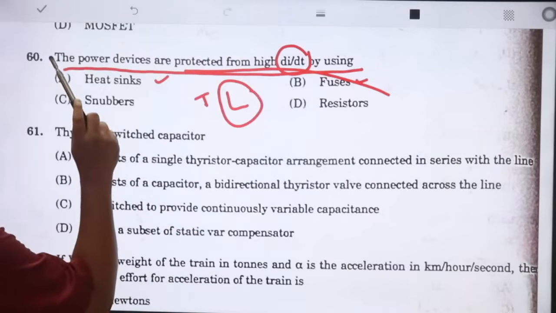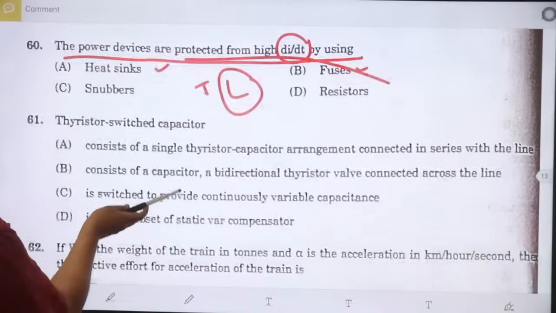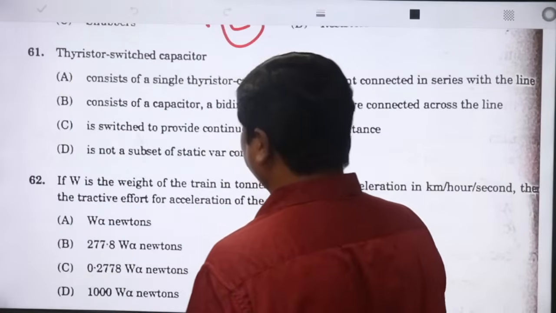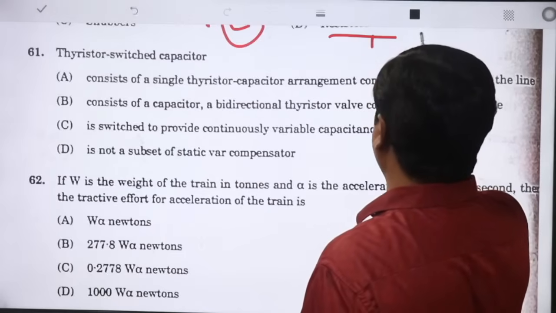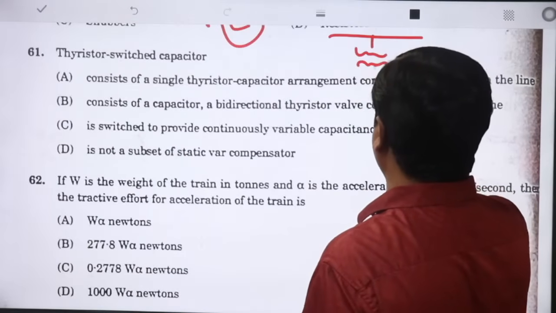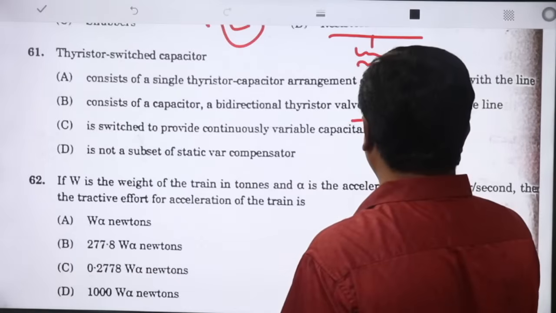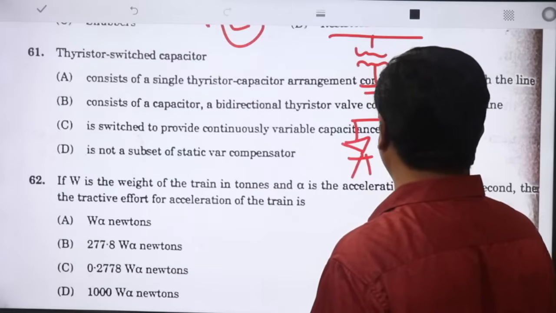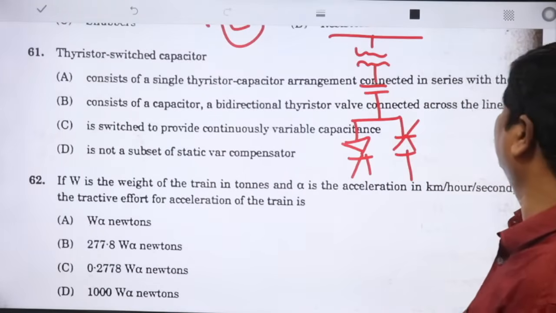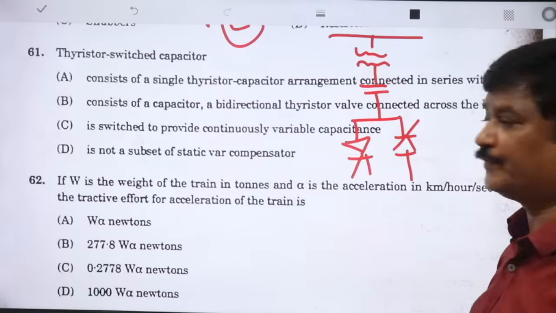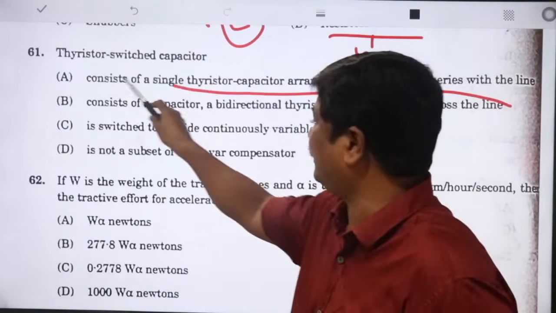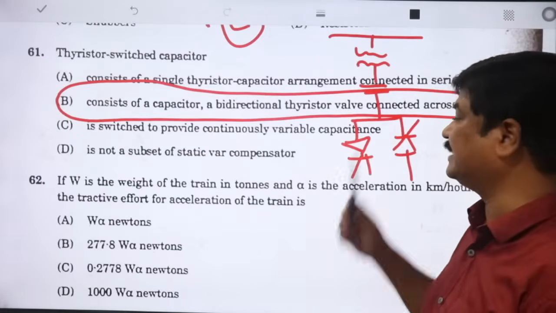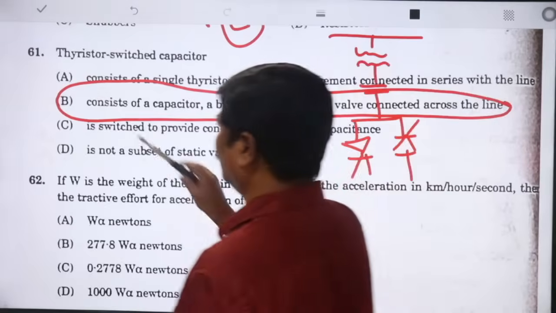See here, what is this one? A thyristor switched capacitor. What does it contain? Usually, what does a thyristor switched capacitor circuit consist of? We have a bus, there is a transformer here, one capacitor here, and one bidirectional thyristor here, like this. So what is the answer? It consists of a capacitor and a bidirectional thyristor valve connected across the line, based on this diagram. Next.